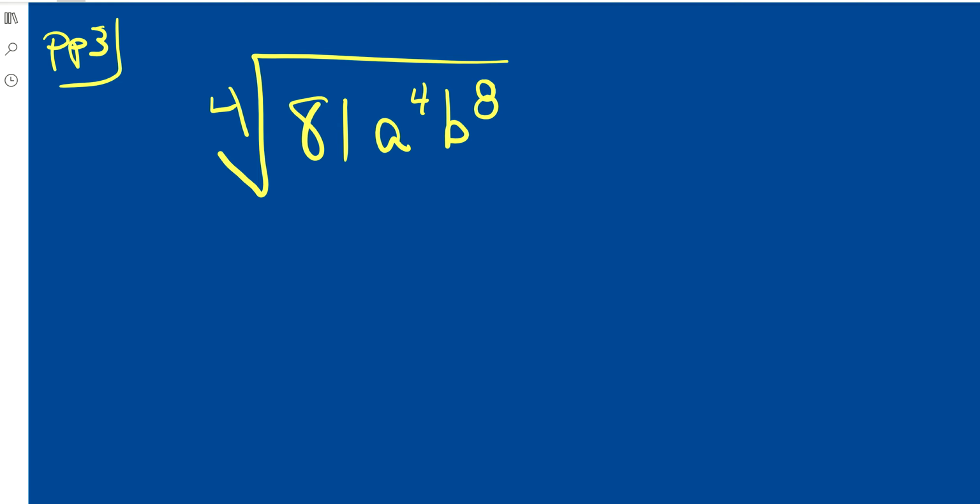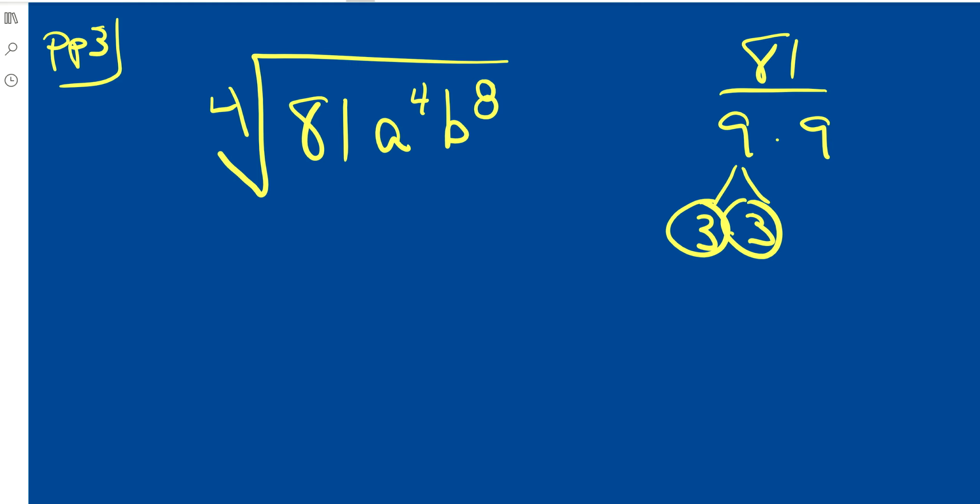All right, same deal. Now I want the 4th root. So 81 I'll bring over here. That's 9 times 9. 9 breaks down to be 3 times 3. These are prime. And this 9 will break down to be 3 times 3. The beauty of breaking it down into your prime factorization numbers. All right, then I can handle the a to the 4th and b to the 8th.